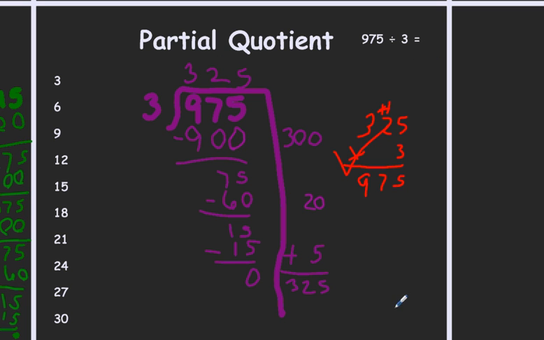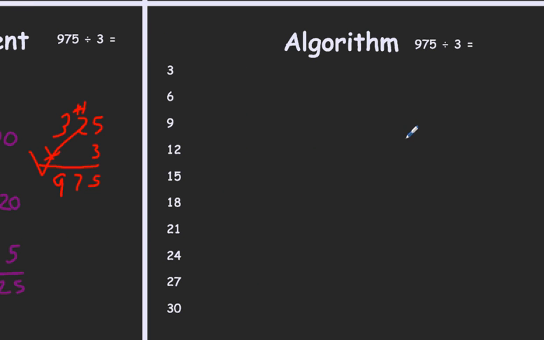So let's move on to our last one, which was algorithm. So with algorithm again, my dividend, 975, will go underneath a house. Now notice I don't have that long stem here. And then my divisor will go over here. Let me make that a little bit clearer. There we go. So 3 is my divisor, so 975 divided by 3.